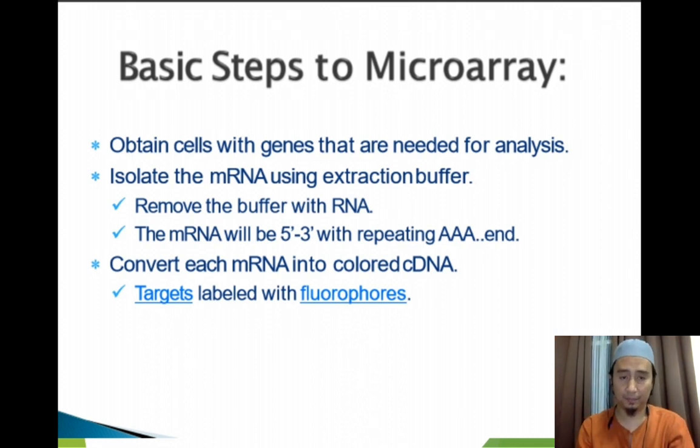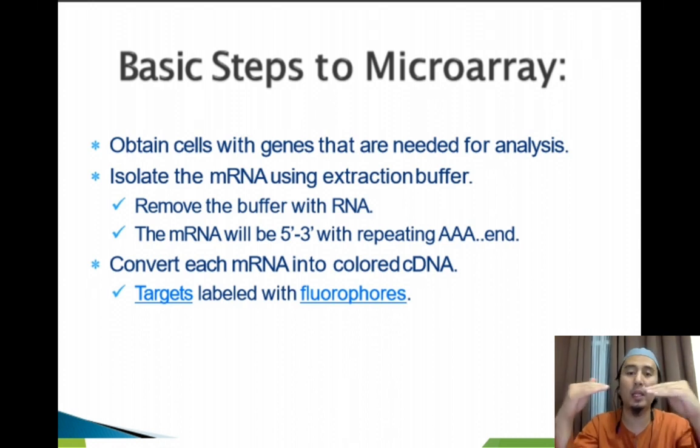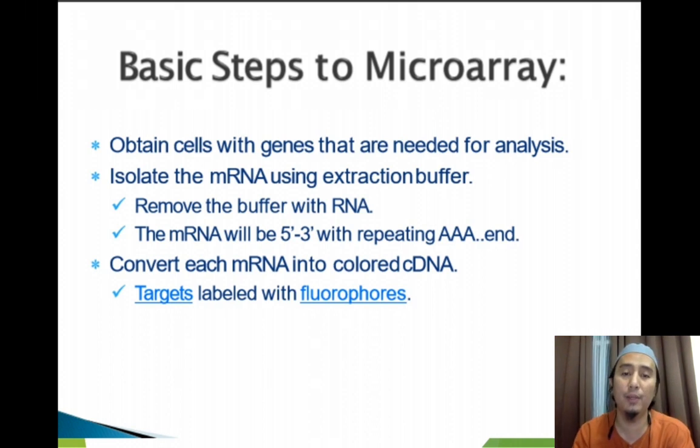Poly A tail in mRNA. As you remember, the mRNA will become mature if there is a poly A tail at the 3 prime, and then in front there is a cap. So when both appear in one mRNA, it becomes a mature mRNA.